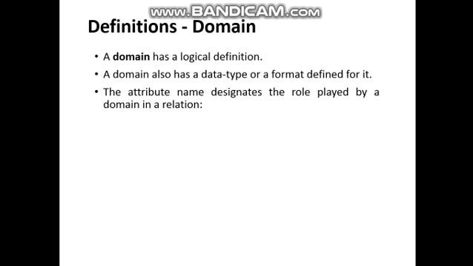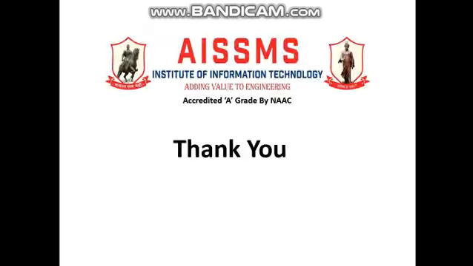The next is the domain. A domain has a logical definition, in the sense that SSN consists of numeric values, so we can define its data type as number, or alphanumeric if you want. You can simply consider it as a character string. A domain also has a data type or format defined for it. The attribute name designates the role played by the domain in the relation.